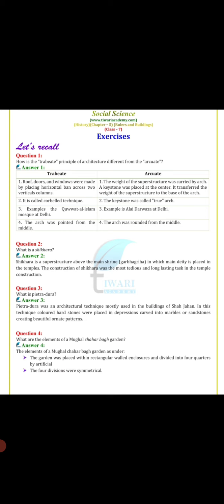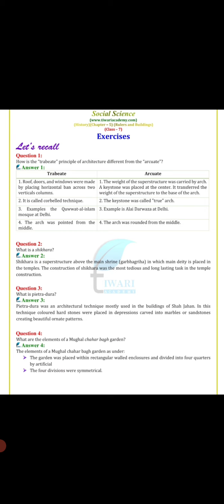Question 3, what is pietra dura? Answer है pietra dura was an architectural technique mostly used in the buildings of Shah Jahan. In this technique, colored hard stones were placed in depressions carved into marbles or stones, creating beautiful ornate patterns.